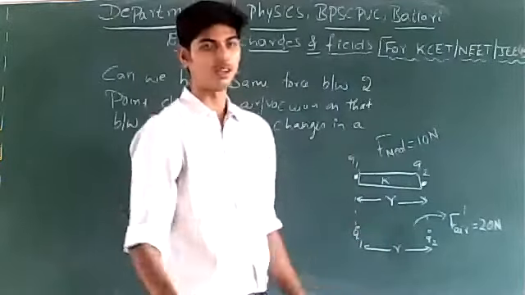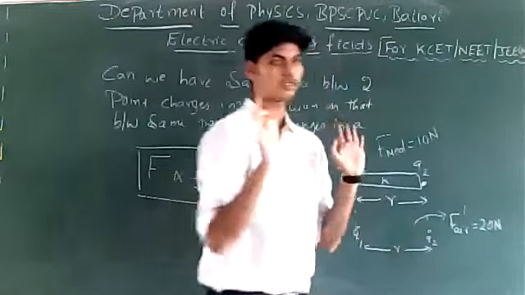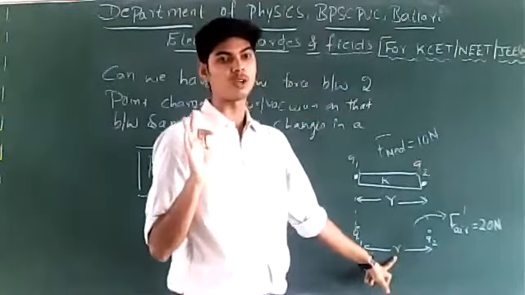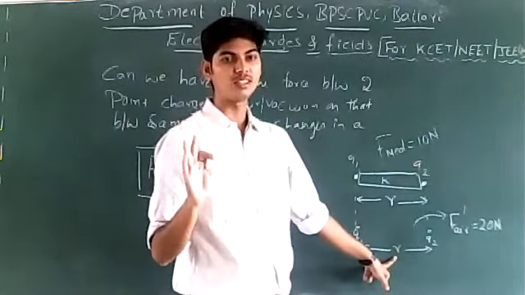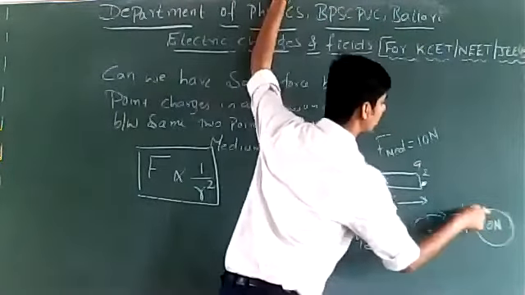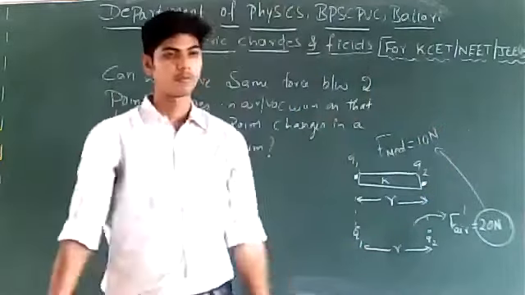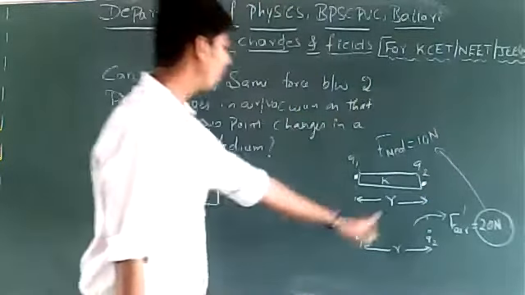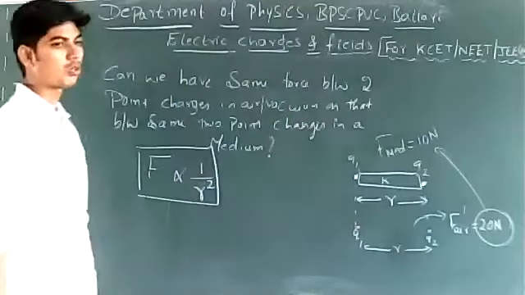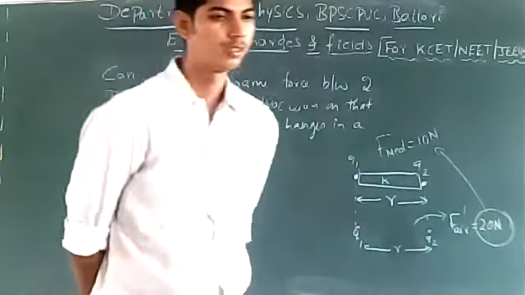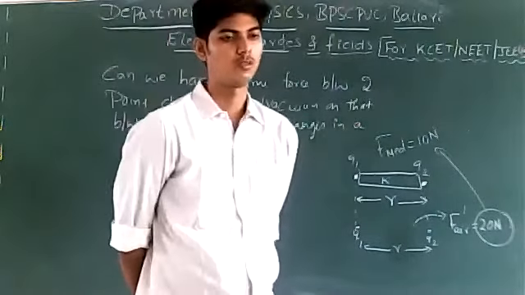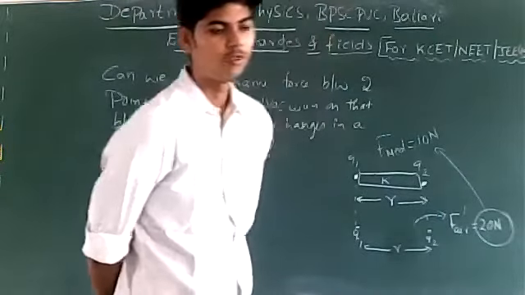What can be done? I am not supposed to change the charges. I cannot change the charges, but I can alter the distance between the two charges. I am free to alter the distance between the two charges. You have to make 20 newton into 10 newton. What do you do? I am free to alter this distance. Force is inversely proportional to square of the distance. What should be done? We need to increase the distance.